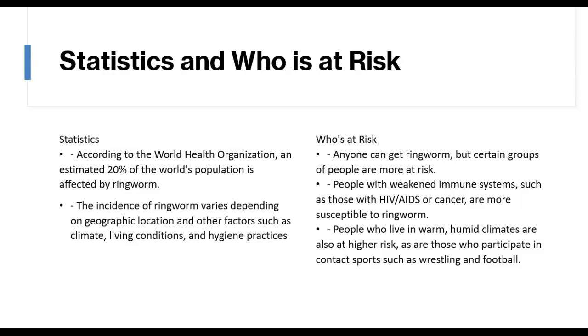Who is at risk? Anyone can get ringworm, but certain groups of people are more at risk. People with weakened immune systems, such as those with HIV, AIDS, or cancer, are more susceptible to ringworm. People who live in warm, humid climates are also at higher risk, as are those who participate in contact sports such as wrestling and football.